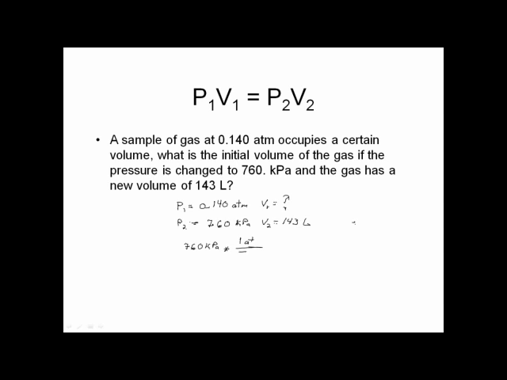I seem to have lost my pen here. Okay, there it is. 1 atmosphere. We know that 1 atmosphere is 101.3 kilopascals. So those cancel. We've got our units here.